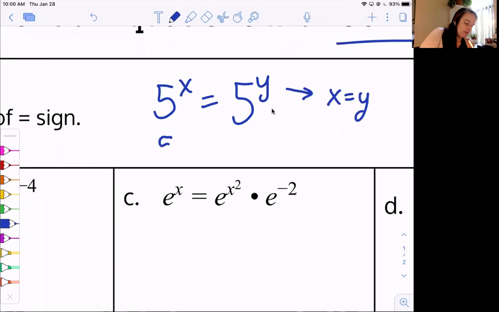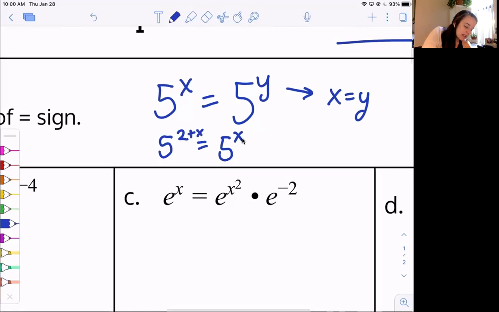If I had 5 squared equals 5 to the power of x, then x must be equal to 2, right? The only thing I could put there in order to make them equal is a 2. So x and y in this instance must be equal to each other. 2 and x must be equal to each other. If I added a plus x here and a plus 10x there, then 2 plus x would have to be equal to x plus 10x. So this has to be our option. We don't have another option.